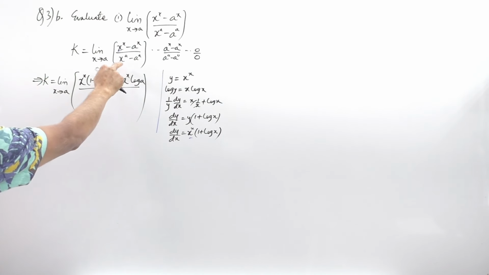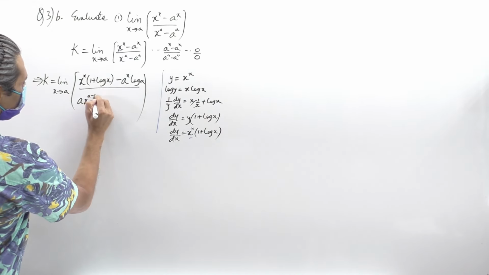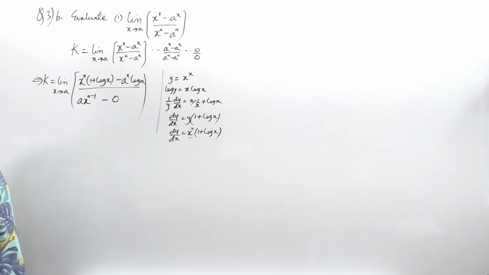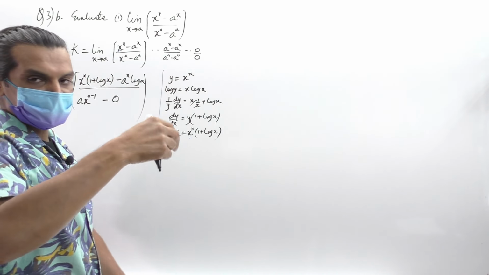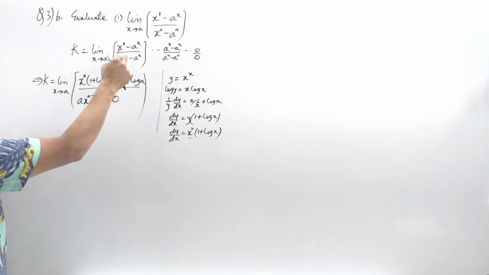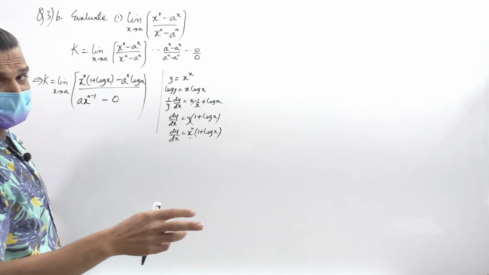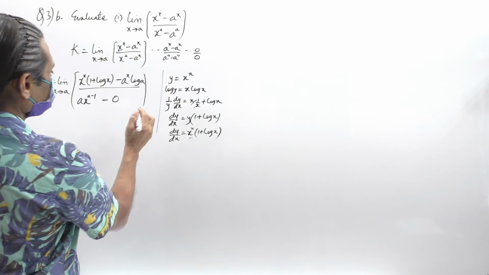Again, see we have x raised to a, whose differential will be a x raised to a minus 1, and minus 0. Fine. Differential of x raised to a is a x raised to a minus 1, because derivative of x raised to n is n x raised to n minus 1. So derivative of x raised to a is a x raised to a minus 1, minus a raised to a, which is constant, so 0. Now again, when you put a limit as x tends to a, I don't think it will be 0.